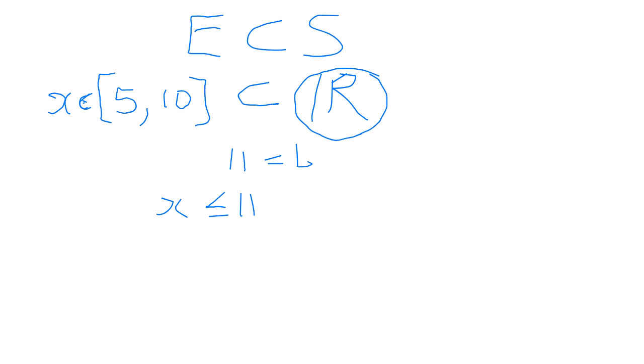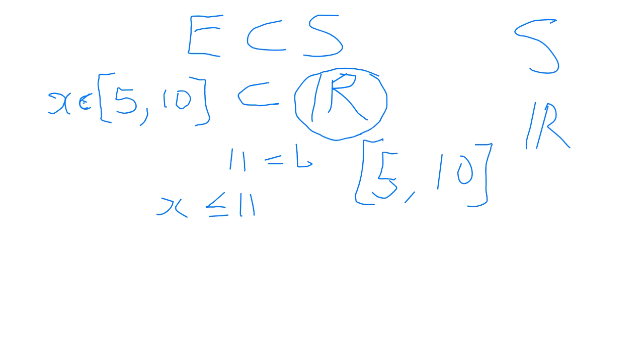Good. So if there exists a B in S, which is the real numbers, that's my example. Remember, my S is the real numbers, and I took a subset 5 to 10 from those real numbers. So those are real numbers too. All the numbers from 5 to 10: 5.5, 5.1, 8, 7, whatever. So if I can find a number in the real number set that is greater than or equal to all the numbers in that subset, then that subset is bounded above.